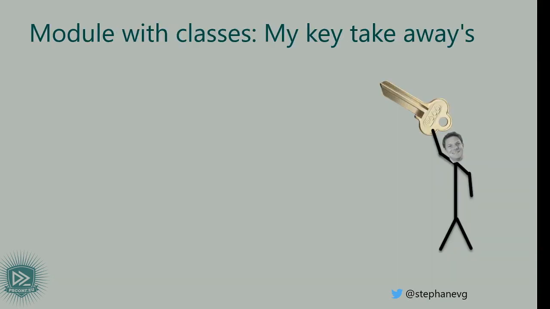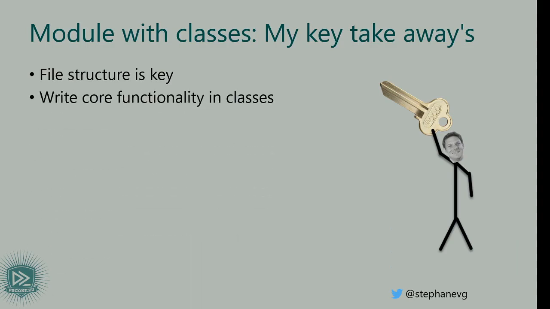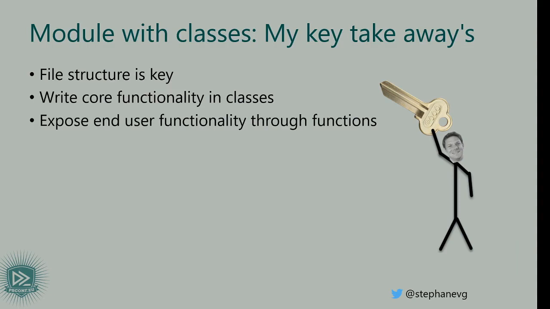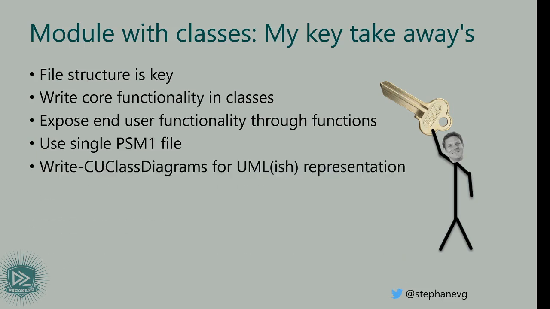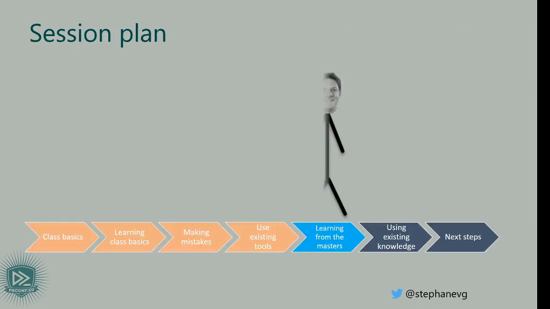So the key takeaways for me are, one, the file structure is key. Write core functionality in a class. Expose end user functionality through functions, and use a single PSM1 file. Use Write-CUClassDiagram for a UML-ish representation of your code, and generate your Pester tests using Write-CUPesterTest, simply because you will need to tweak a little bit afterwards, but if you do that, you have at least 100% coverage.